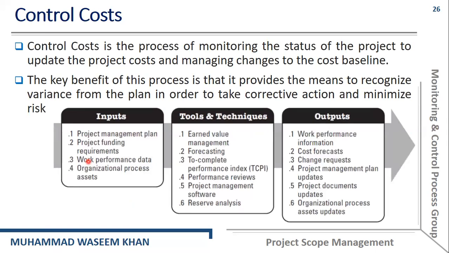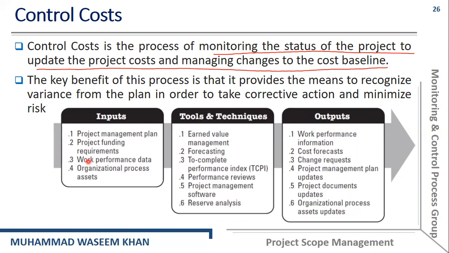Okay, now the last process we have in project cost management is control cost. Control cost is a process of monitoring the status of a project to update the project cost and manage changes to the cost baseline. So it is a process in which we monitor the status of the project cost at different points or at different time periods within a particular project.